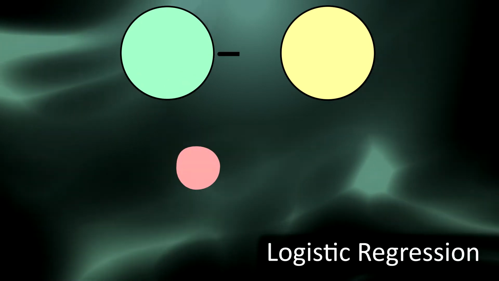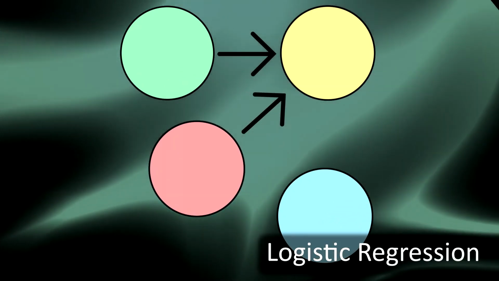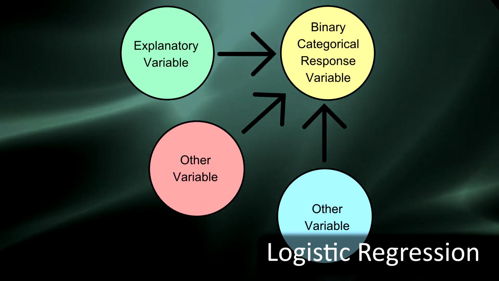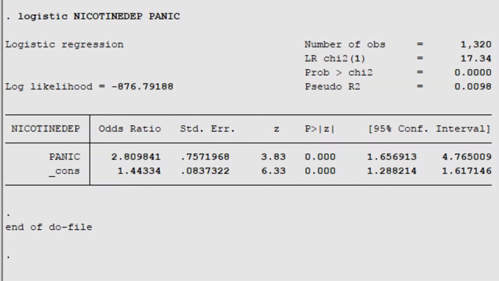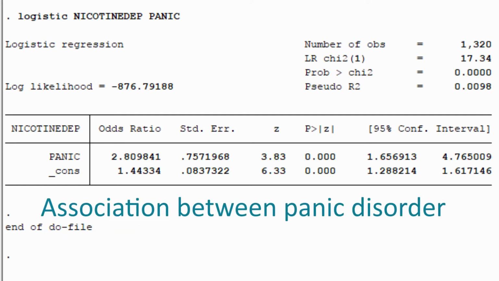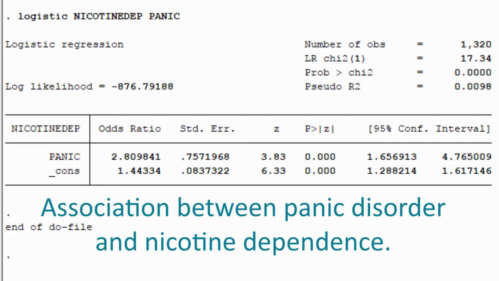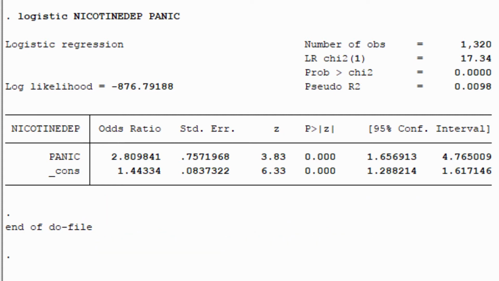As with multiple regression, when using logistic regression, we can continue to add variables to our model in order to evaluate multiple predictors of our binary categorical response variable, presence or absence of nicotine-dependent symptoms. Another example of confounding occurs when a logistic regression model is run to test the association between panic disorder as the explanatory variable and nicotine dependence, the response variable. Panic disorder is an anxiety disorder characterized by recurring panic attacks.